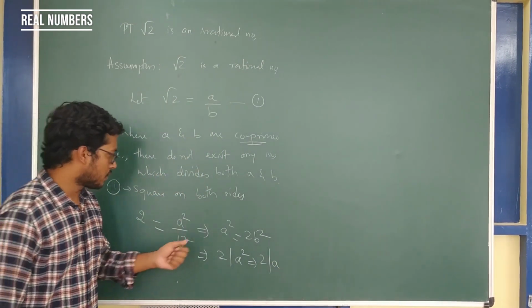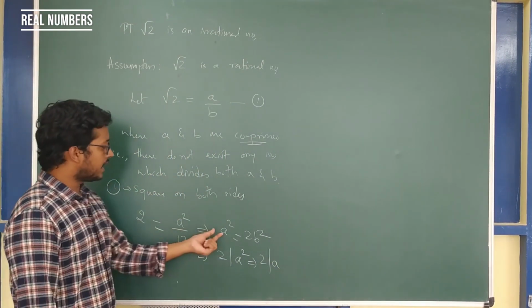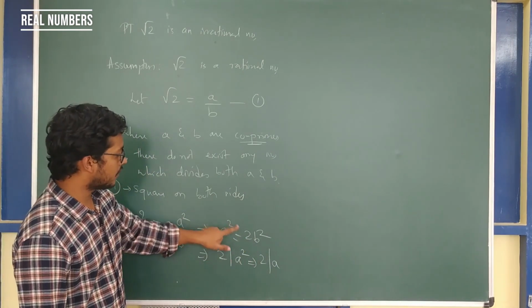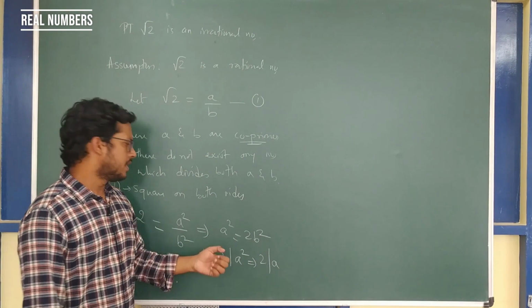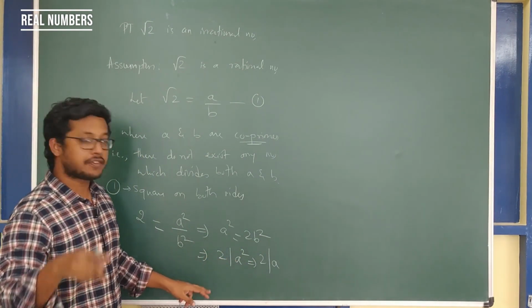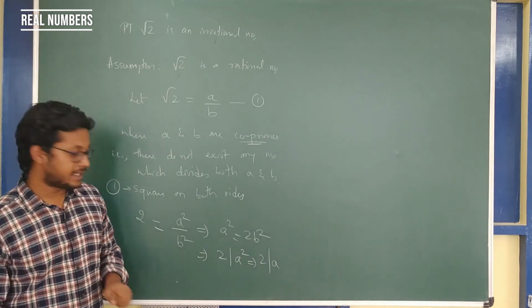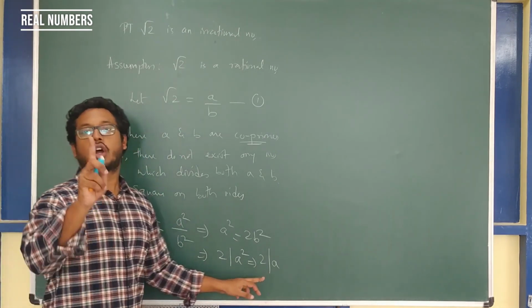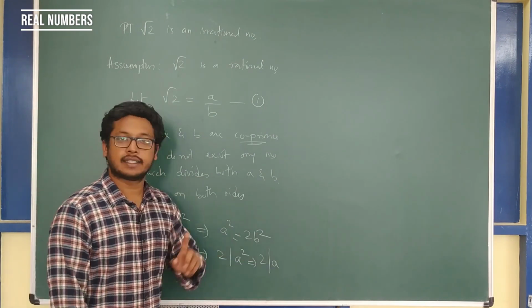I hope you understood this one. So what did we say here? From this one we got a square is 2 times b square, which means it is some multiple of 2. A square is some multiple of 2, which means 2 obviously must divide a square. And by the theorem that we studied, if p divides a square, then p also divides a. If 2 divides a square, then 2 also divides a. So we got one number 2 which divides a.